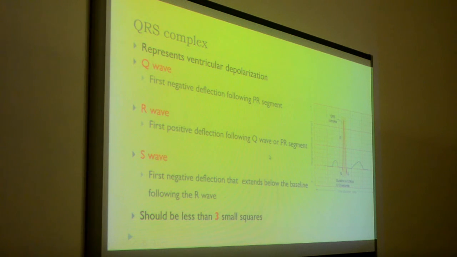Okay, the next thing, we discussed the P wave, the PR interval, the QRS complex. This represents, obviously, ventricular depolarization. The Q wave is the first negative deflection following the PR segment. The R wave is the first positive deflection following the Q wave. And the S wave is the first negative deflection after the R wave. Q, R, S should be less than 3 small squares.